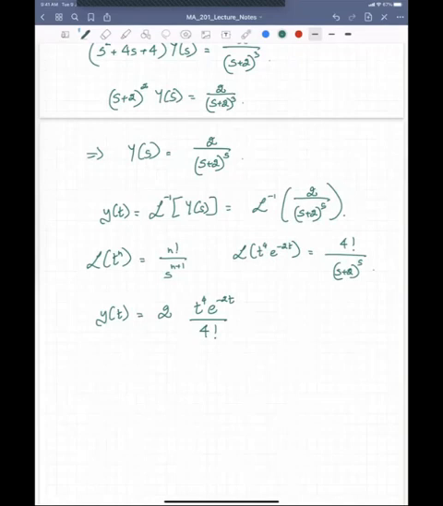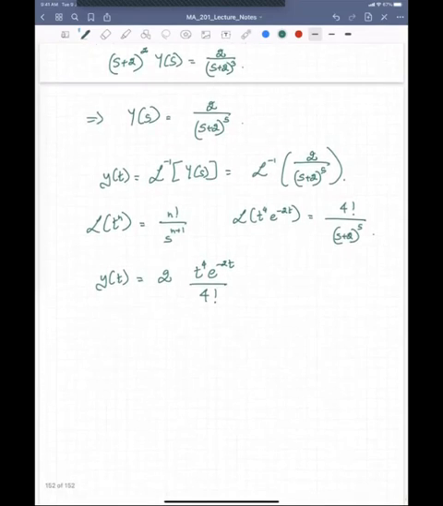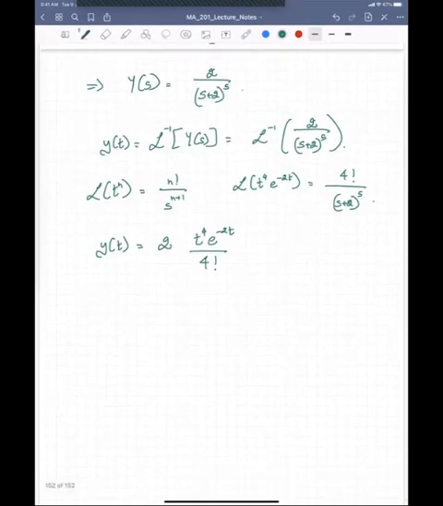Does this make sense? So if I calculate the inverse Laplace transform of this, I basically get t to the 4 e to the minus 2t divided by 4 factorial. So when all is said and done, I know the answer to the problem that I'm looking for. And that is simply, if I divide this out, t to the 4 e to the minus 2t divided by 12. Okay, that's pretty much it.